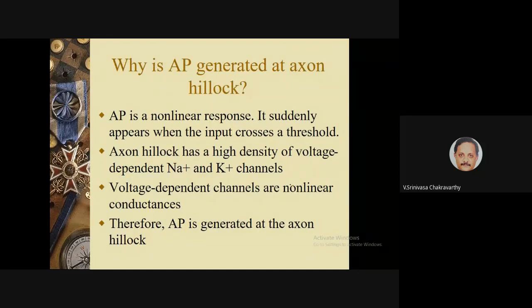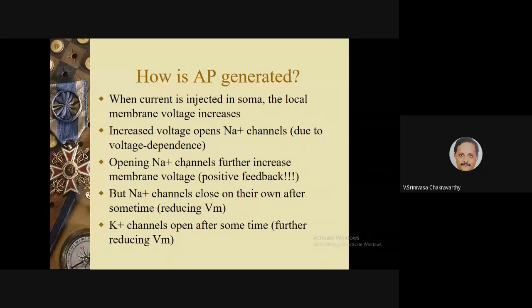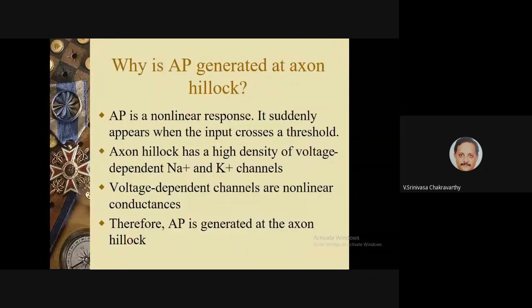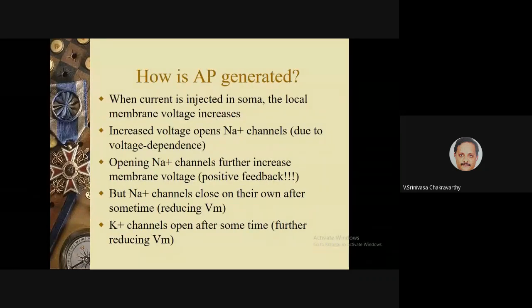So this is called an action potential. So how is it generated? When a current is injected into the soma or into the cell membrane, the local membrane potential increases, which we have seen in this graph. When a positive current is injected, the voltage also goes up. Like I said, both the sodium and potassium channels are voltage dependent. They can be controlled by voltage, and particularly sodium channels can have their conductance increased. They can be opened by increasing voltage.